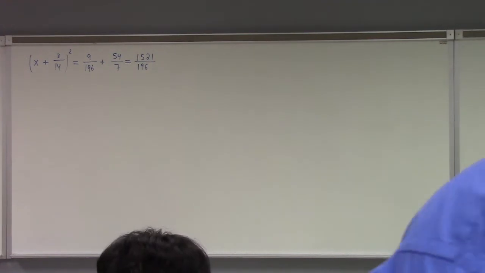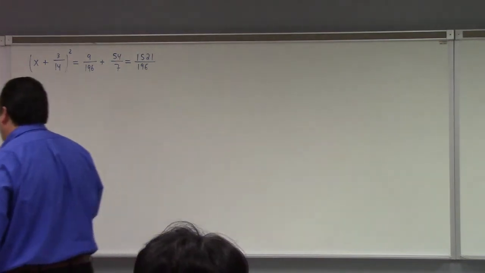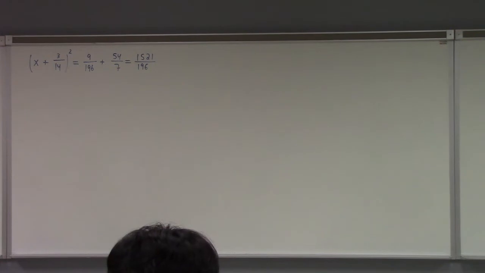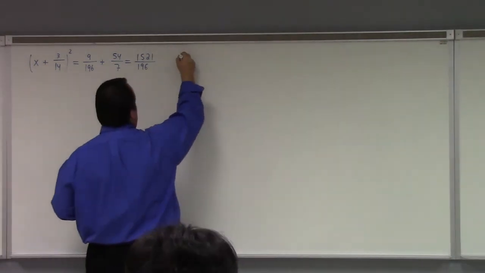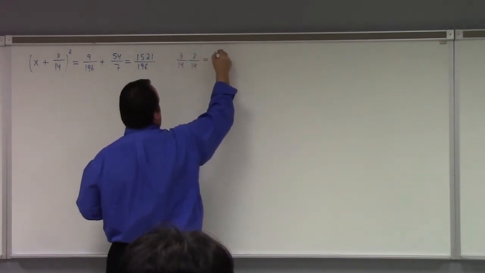Yeah? I'm a little confused. You're a little confused, but you're not sure where you got confused? Yeah, like the 196 plus 7, wouldn't you add those up so it wouldn't be 196? Yeah, no, I understand how you got from 7 to 14. How did you get 9 over 196? 3/14 squared. So I'll write it here. 3/14 squared, or 3/14 times 3/14, is 3 times 3, which is 9.